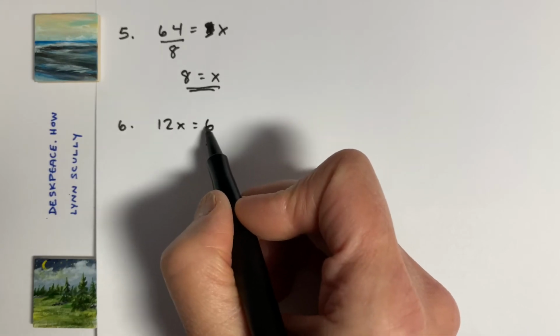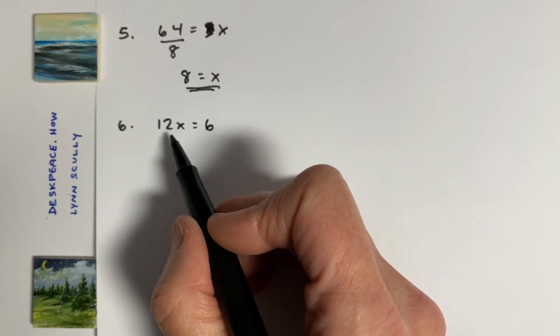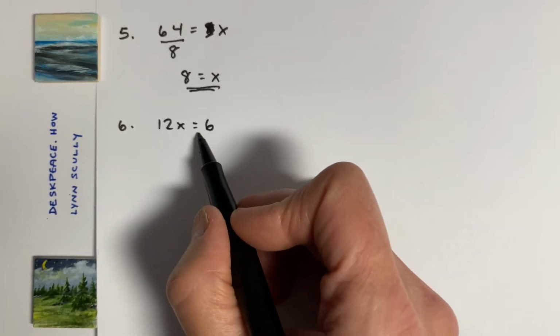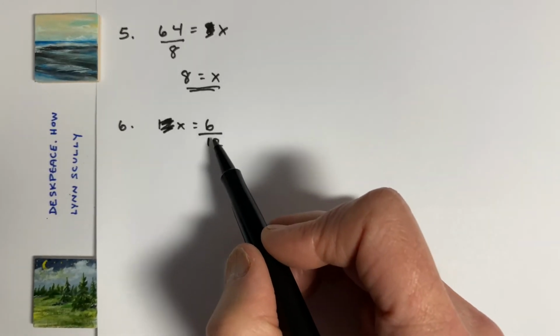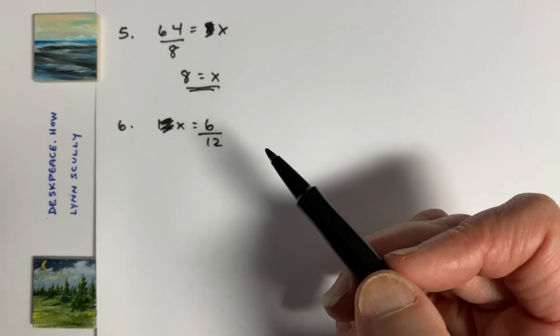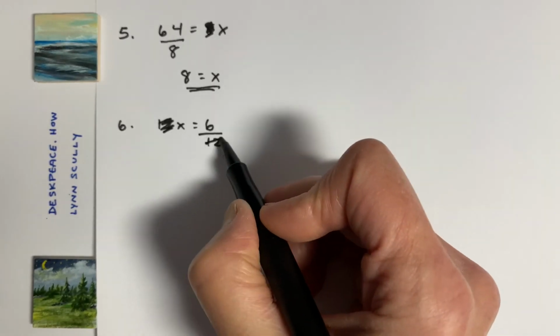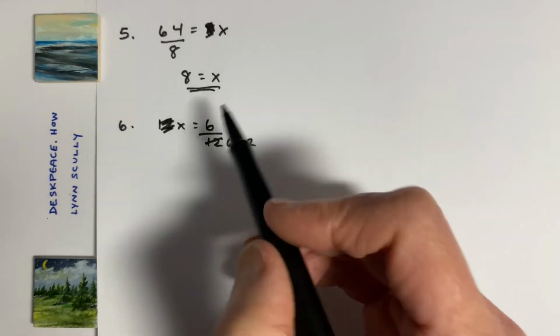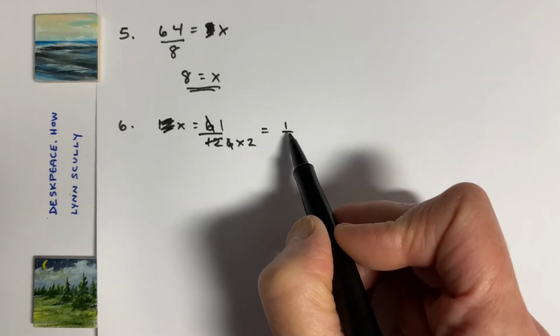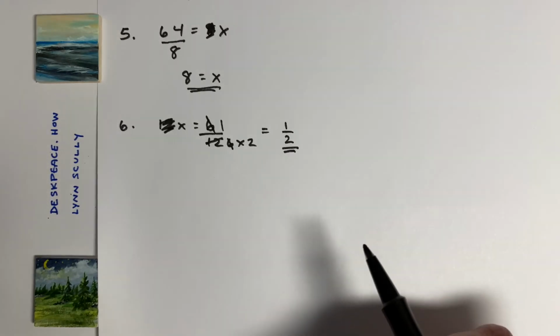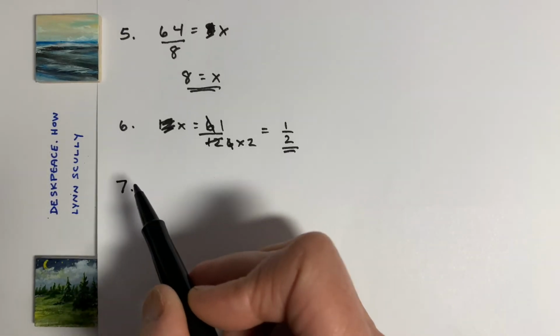Number 6. 12x equals 6. I want to get the x alone. It's attached to a 12 by multiply. Move it by divide to the other side of the equal sign. I can see the top is bigger than the bottom here, so this is going to reduce to a number less than 1. 12 is 6 times 2. 6 over 6 go away and leave a 1 in the top, so I'm getting 1/2. X is 1/2.